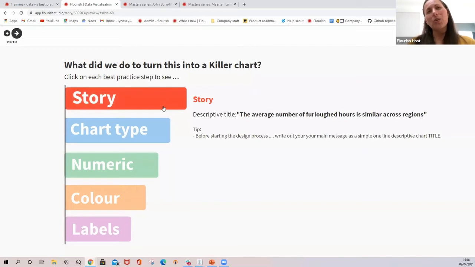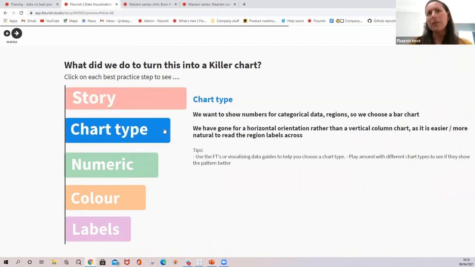As we showed, the story in your chart can change, and how you design your chart will differ tremendously based on what you want to show. So we started with the average number of furlough hours is similar across regions, but then we can change it to the average number of furloughed hours is different across regions, depending on what you want to focus on and what message you want the person to take away.